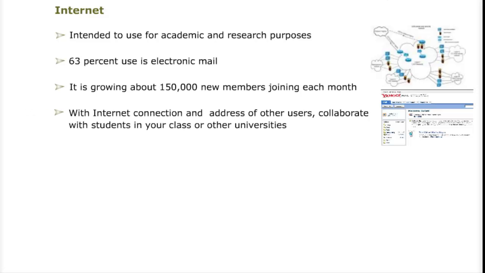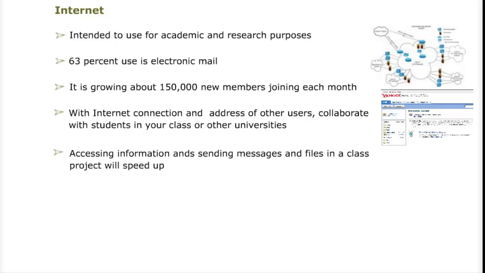With an Internet connection and the Internet address of other users, you can collaborate with students in your class or other universities in a similar way. Accessing the vast amount of information on the Internet and sending electronic mail messages and computer files to students involved in a class project will speed up research time and provide timely, relevant information that should lead to a better project. Online library catalogs and other databases.